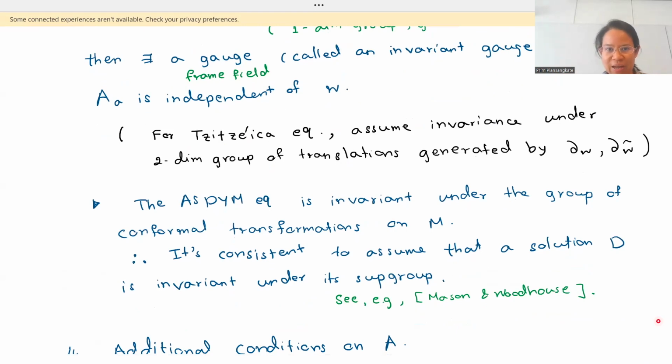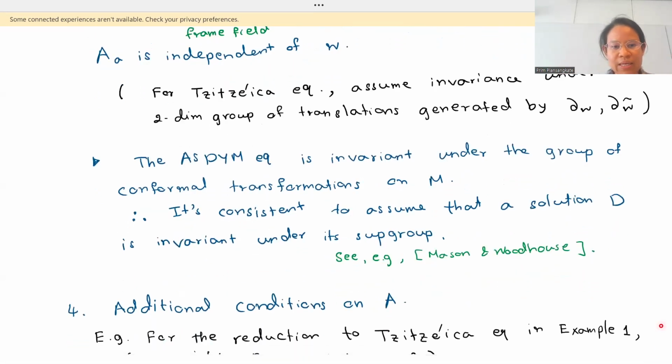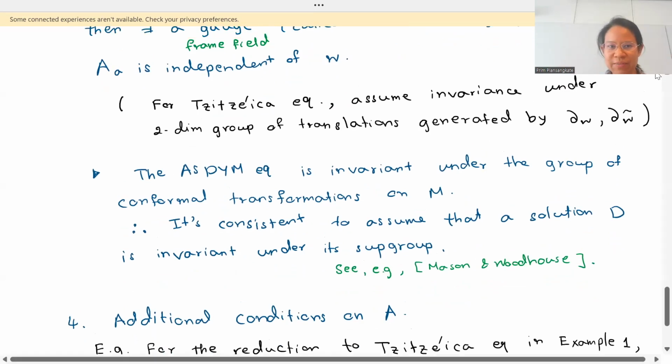Translations are one of the conformal transformations, so it's okay to assume translational symmetry, right? Let me refer you to the book by Mason and Woodhouse for a full exposition of this, or of the other kinds of symmetries. In their book, they have details of the reductions for various groups of symmetry.